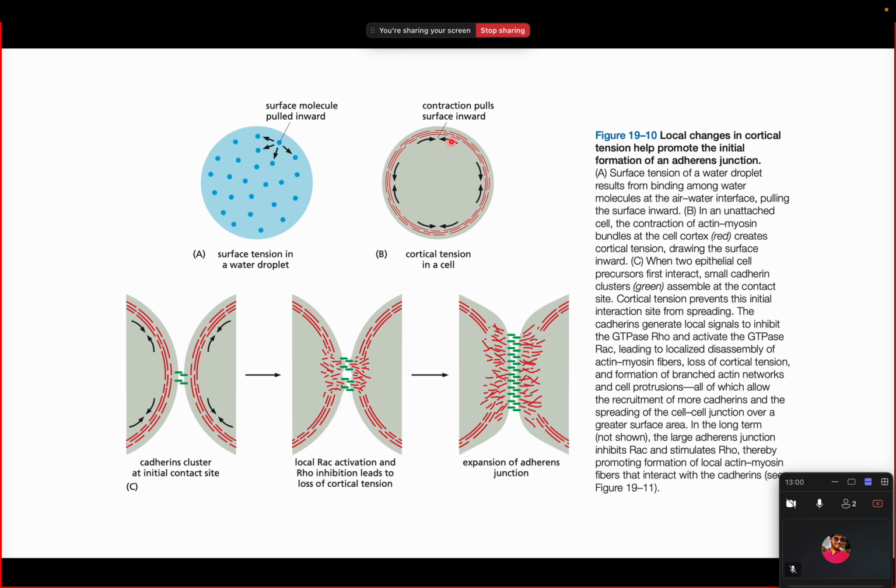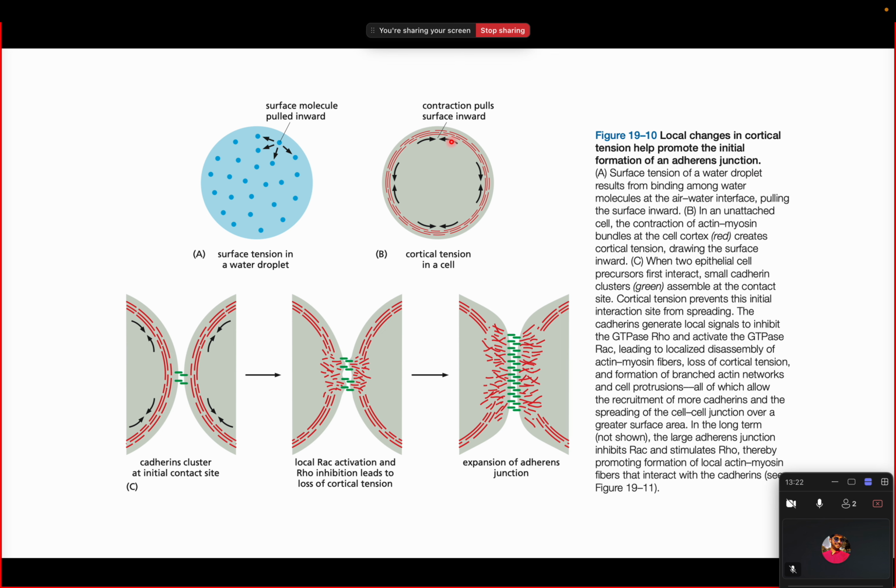Cortical tension is a term which is used for the actin myosin arrangement inside the cell. So whenever there is a lot of tension in the cell, tension means that there is a lot of pressure inside the cell, which is balanced by the pressure from the outside of the cell, so that the cell can retain its position and shape.